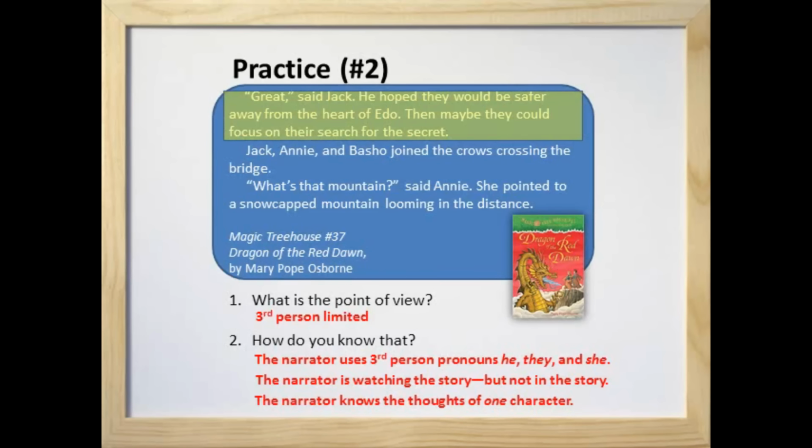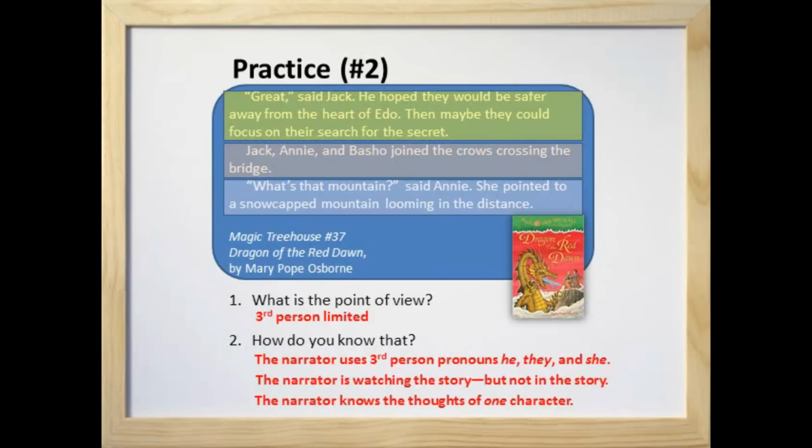Now, what about the other characters, Annie and Basho? Jack, Annie, and Basho joined the crows crossing the bridge. Do we see any silent thoughts here that the narrator is telling us about? No, we don't. We just see here that the characters are crossing the bridge. And what about the last sentences about Annie? "What's that mountain?" said Annie. She pointed to a snow-capped mountain looming in the distance.